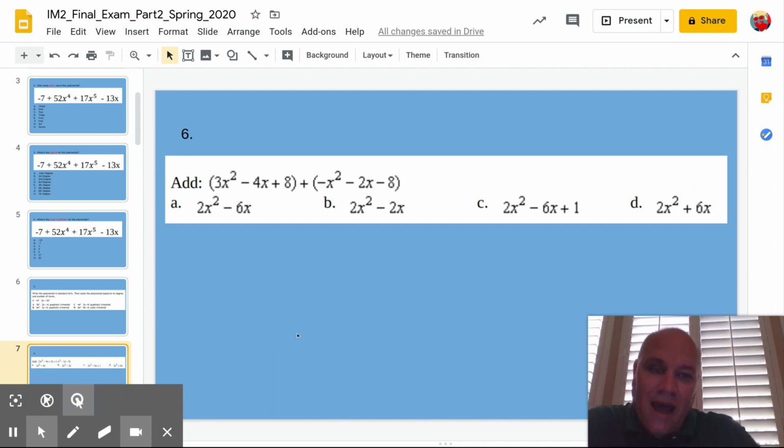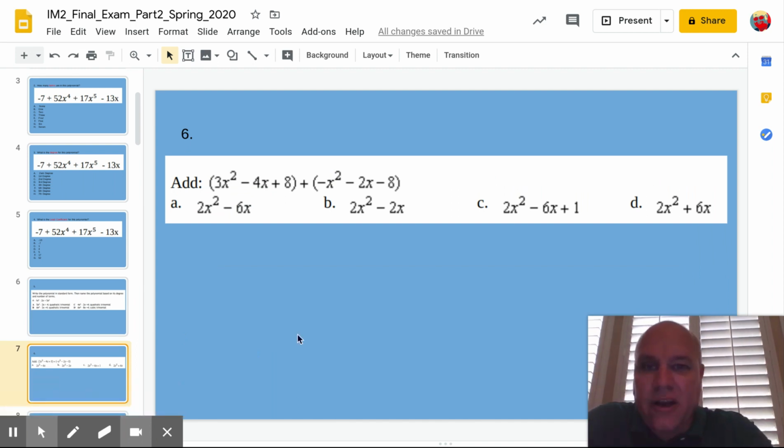All right, I want you to add these two polynomials. Again, you should write this down in your paper, remove the parentheses, and add them. So 3x squared minus 4x plus 8 plus negative x squared minus 2x minus 8. Again, do the work on your paper, then select the correct answer.